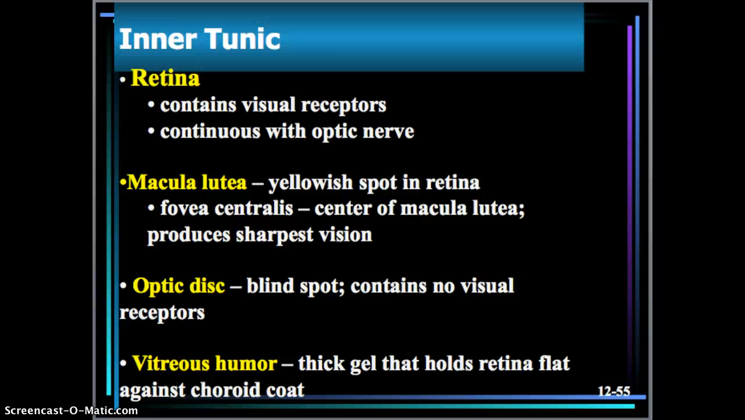We also have vitreous humor, which is a thick gel, and it holds the retina flat against the choroid coat. It fills the biggest part of your eye. That big hollow empty space is filled with vitreous humor.